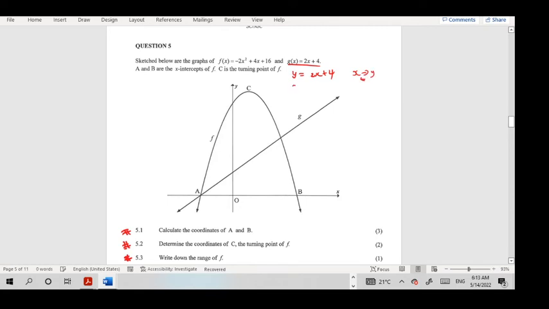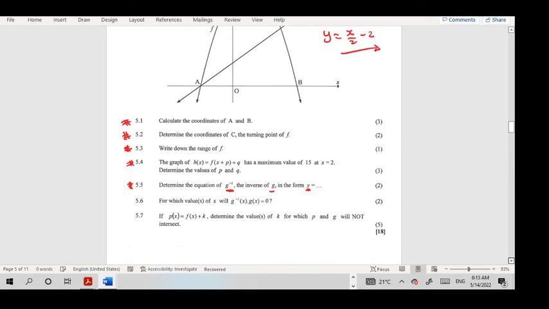So here we write x equals 2y plus 4, and transpose the 4 to the other side. We have x minus 4 equals 2y, and to write y in standard form, divide everything by 2. We have y equals x over 2 minus 2. So this is the inverse of the function, written as y equals x over 2 minus 2. This is the inverse of g of x.